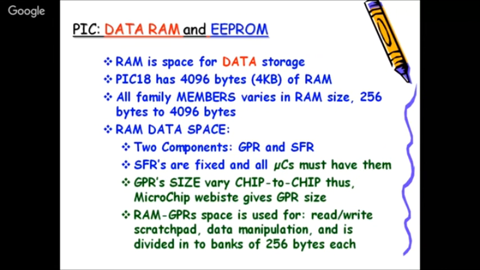Then PIC 18 has 4 kilobytes of RAM. इसके अंदर 4096 बाइट जो है of RAM available है, that is the highest in case of PIC 18, and of course it will vary with the different family members you select. And all family members vary in RAM size, जैसे 256 बाइट्स मिनिमम, इतना तो सब में, क्योंकि सब में SFR तो होना ही होना है, ठीक है, SFR सब में रहेंगे। सो 256 बाइट जो ये वाला बैंक है, ये बैंक तो सब में होगा, एंड इट कैन गो अप टू 4096 बाइट्स। एंड रैम डेटा स्पेस, अब रैम डेटा स्पेस में क्या क्या होता है?